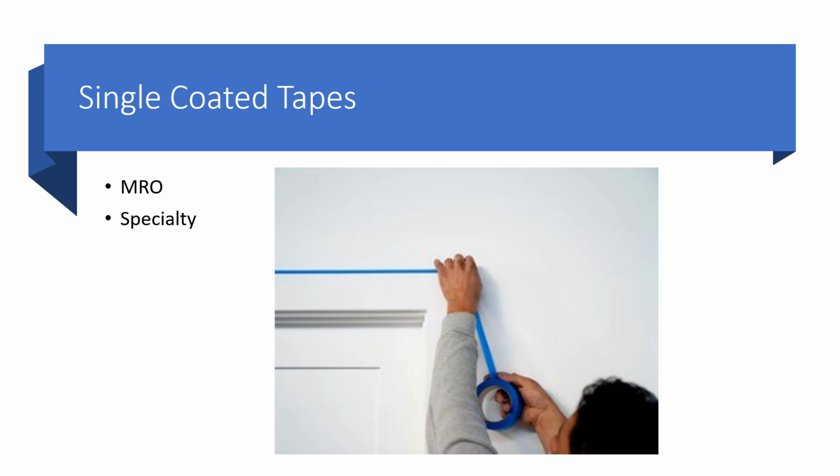Moving along here to 3M single coated tapes. The 2 different types of tapes we're going to be discussing are MRO type tapes. These are more general purpose, operational type tapes that are typically used within the production process. So MRO stands for maintenance, repair, and operation. And then also specialty type single coated tapes.